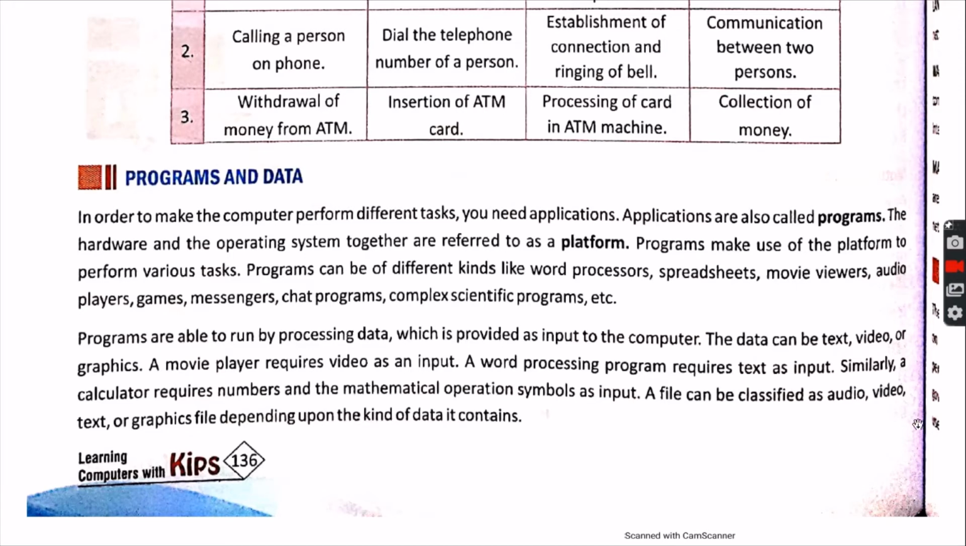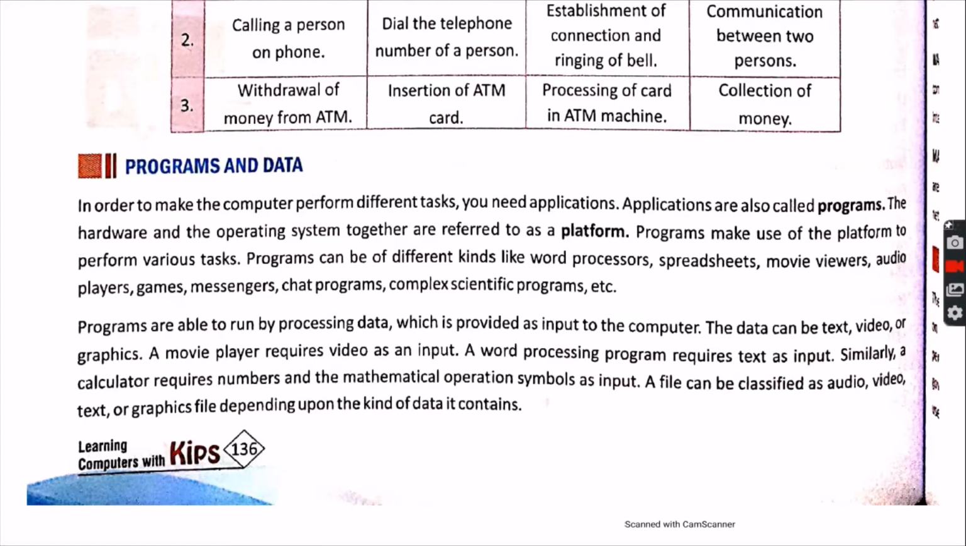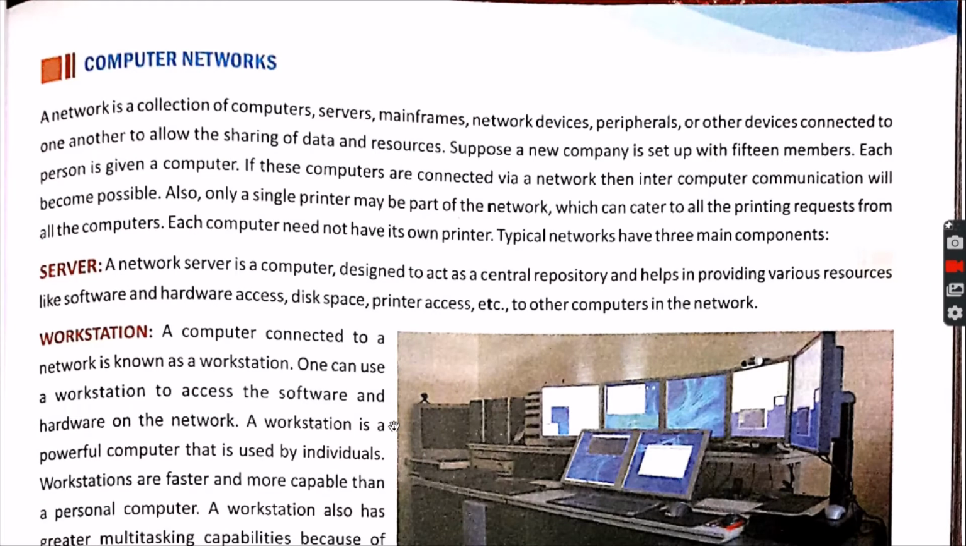Means an audio file contains audio, a video file contains videos, a text file contains some text that is written. As you can see, this book has text and graphics like images. Okay, and this is all, I think, clear to you, and if you have any problem you can ask me further. Now let's see computer network.